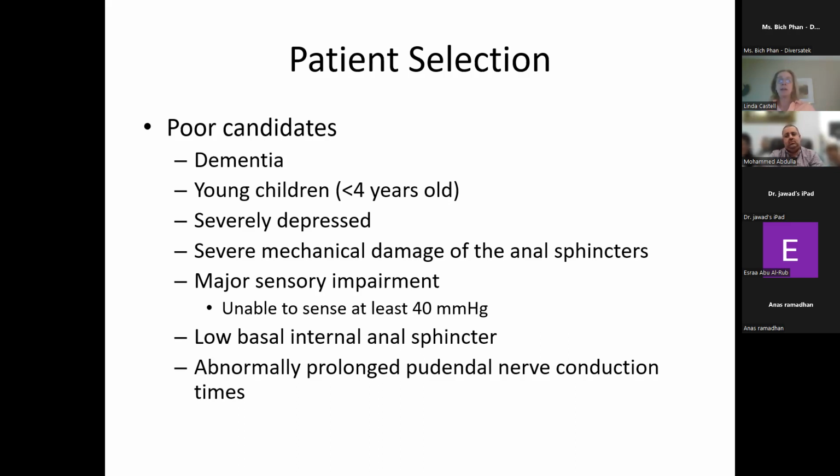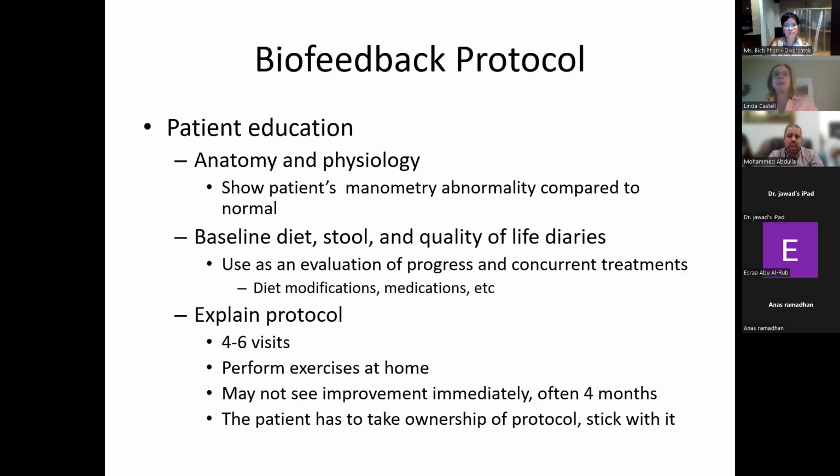There's another procedure that's done sometimes to look at pudendal nerve conduction. As soon as you stimulate the pudendal nerve, the external anal sphincter should contract. If there's a latency, if it takes a while for the external anal sphincter to contract, those patients have some pretty bad pudendal nerve damage, and they may not benefit from biofeedback.